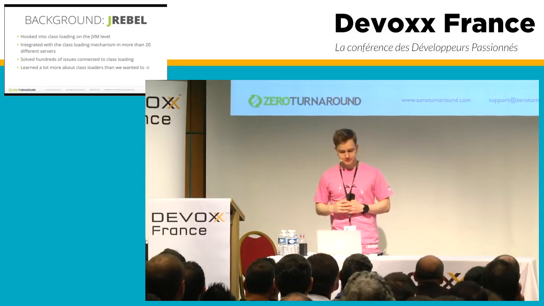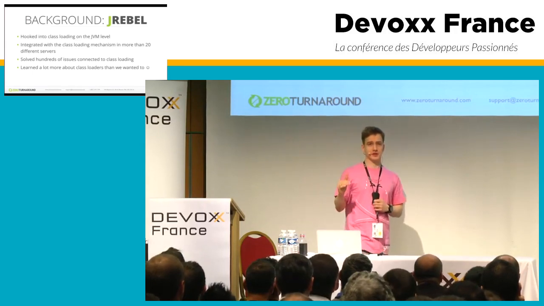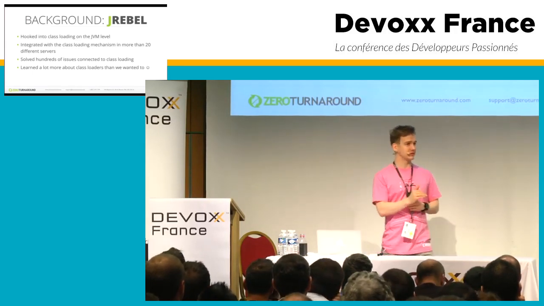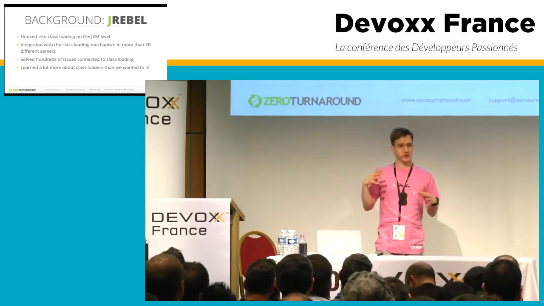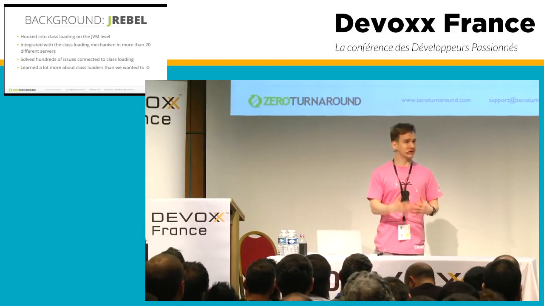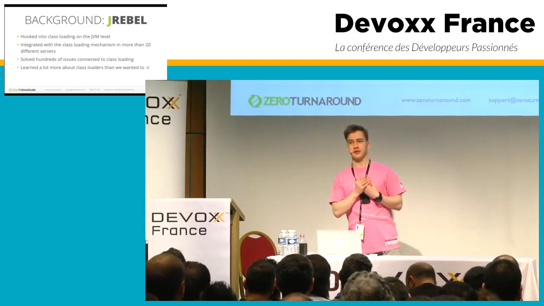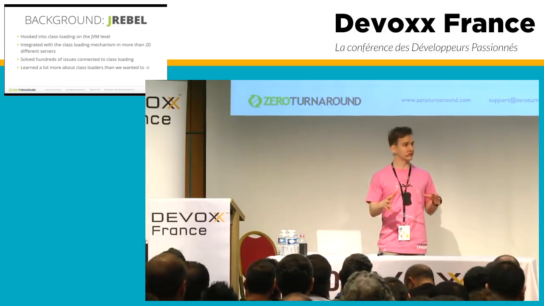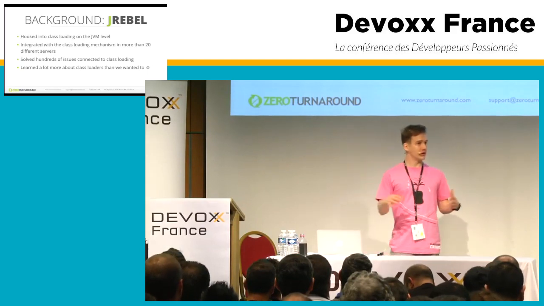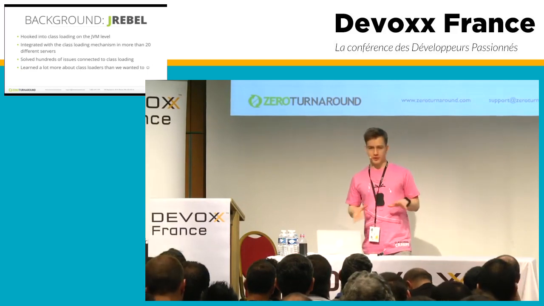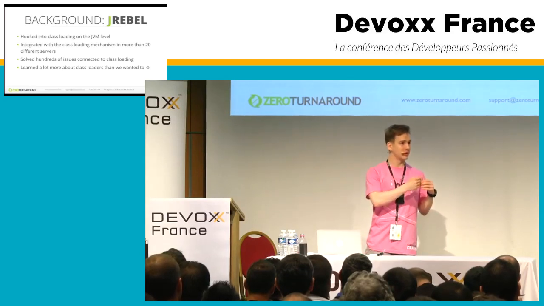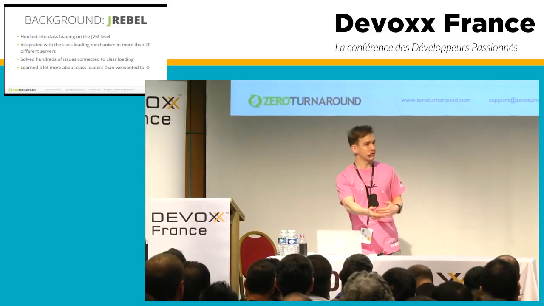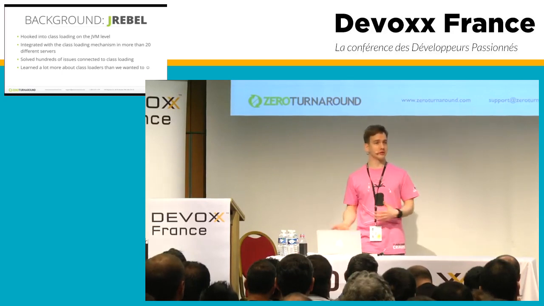JRebel is another product that we have, and we will talk about that a bit later, at the end of the presentation. But what it does essentially, it hooks into the JVM class loading scheme at the moment of the startup, and then it does some transformation with classes. So naturally, all problems that can occur with different class loader implementations and different hierarchies, we have seen.